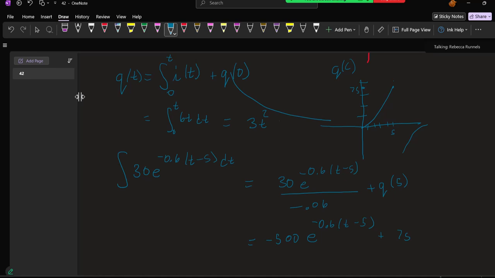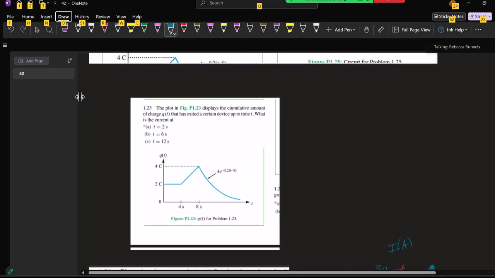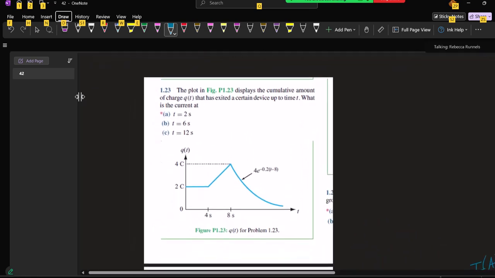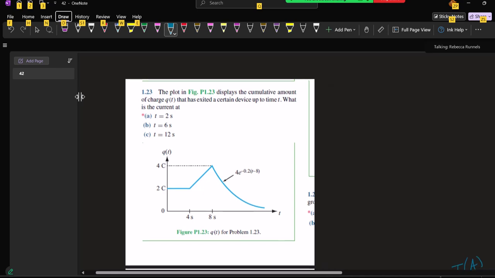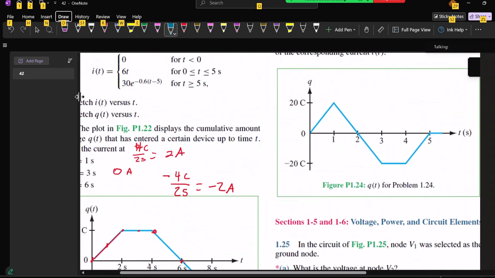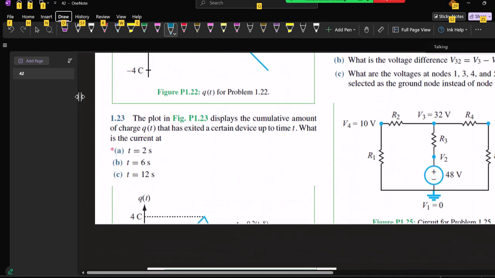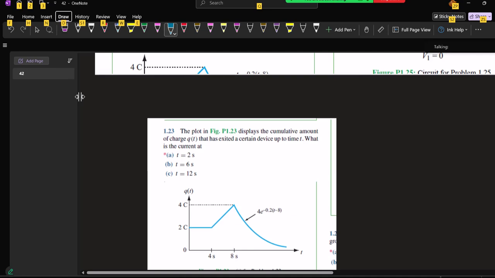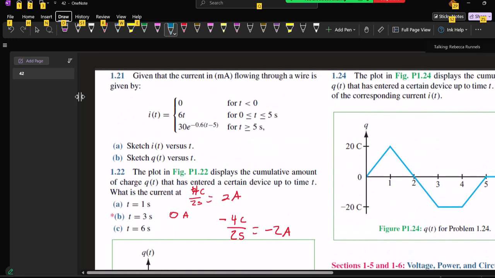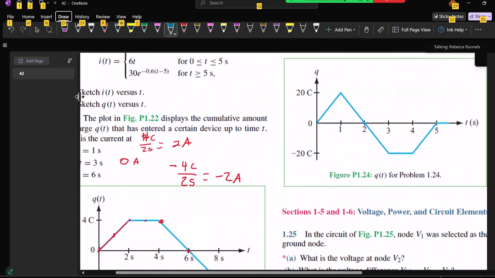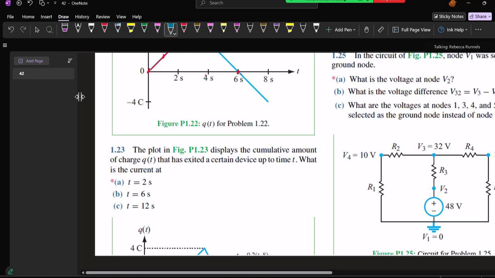Okay. All right. So going back to the others. We talked about getting the current. Let's say we have a graph of the current and we want to get the charge. That is the integral of I dt. I'm sure there is one. Let me find one in your book.